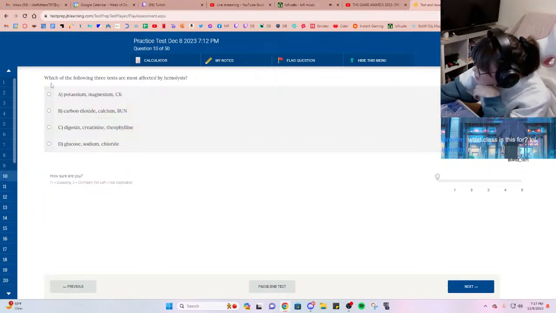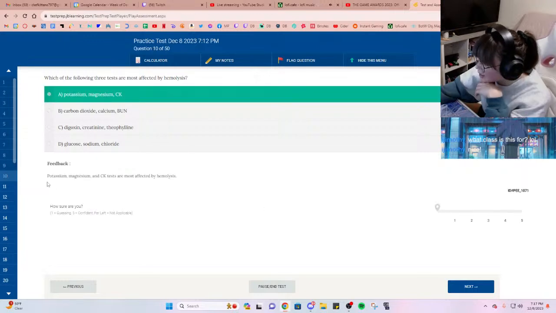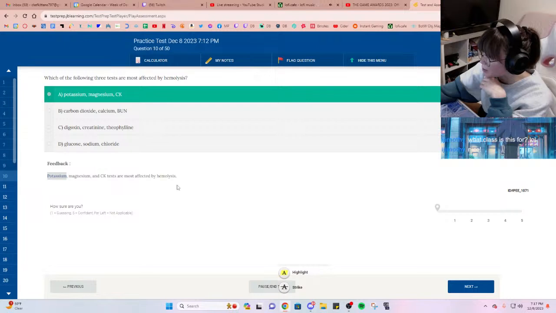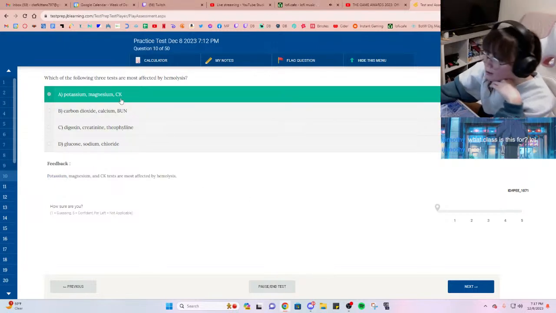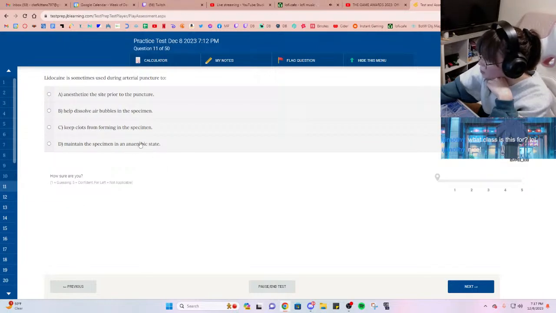Which of the following 3 tests are most affected by hemolysis? I don't know. Potassium... maybe potassium. Yeah, I knew potassium was one of them. That's the only reason I got it. Okay, potassium, magnesium, and CK. I can remember that. Just remember potassium is greatly affected by hemolysis.